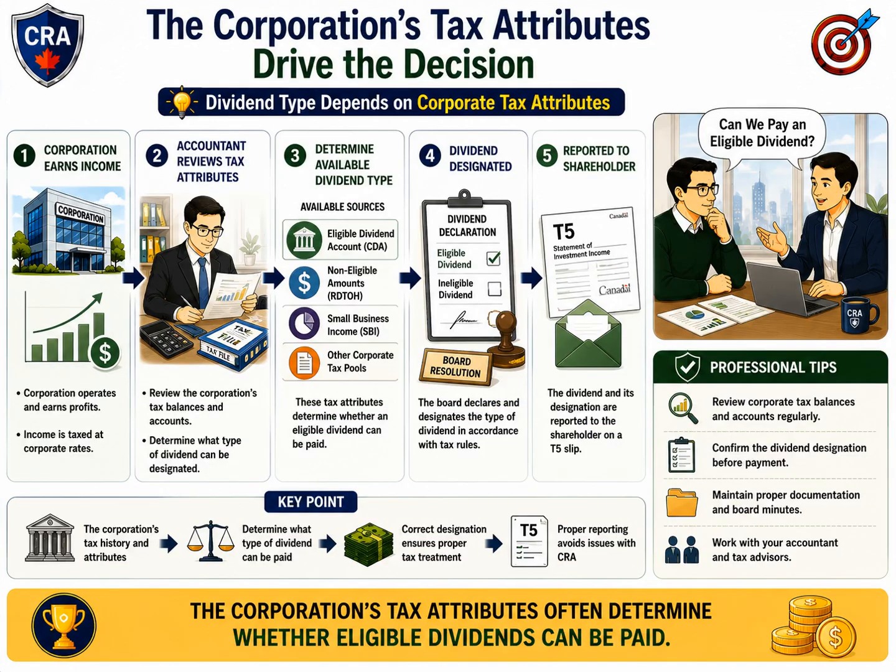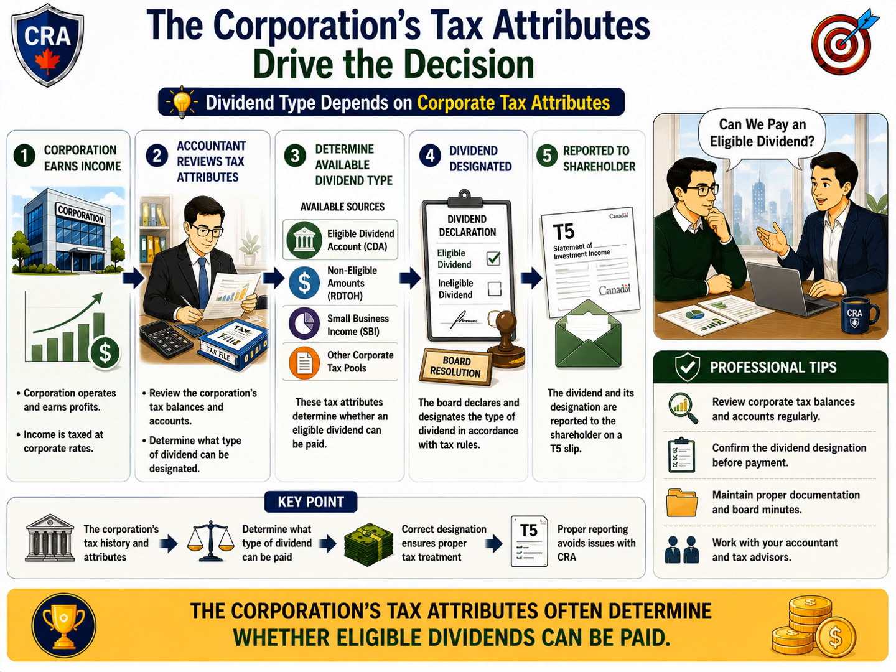After learning about the tax differences between eligible and ineligible dividends, the next logical question is whether a corporation can simply choose whichever dividend type produces the best tax result. In practice, the answer is often no. The type of dividend that can be paid is frequently influenced by the corporation's tax attributes, earnings history, and various tax accounts maintained within the corporate tax system.